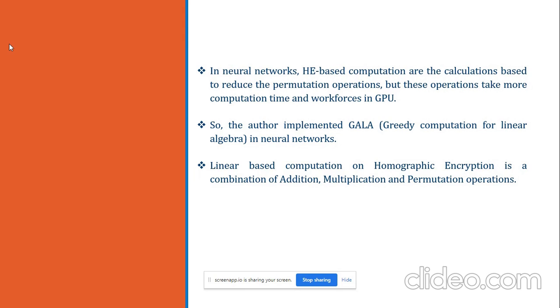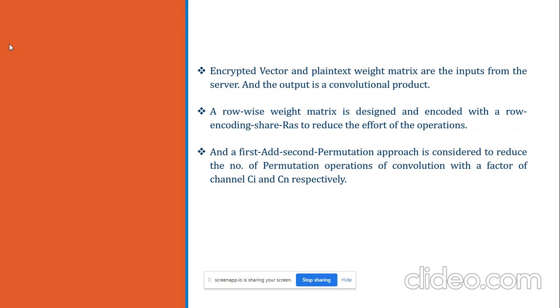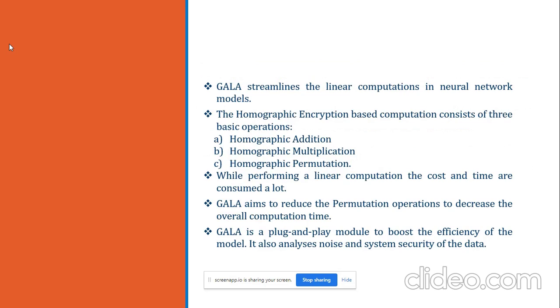Linear-based computation on homomorphic encryption is a combination of addition, multiplication, and permutation operations. The encrypted vector and plaintext weight matrix are the input values for the server, and the output is a convolutional dot product. A row-wise weight matrix is designed and encoded with the row encoding share RAS to reduce the effort of the operation. And a first-add-second-permutation approach is considered to reduce the number of permutation operations of the conventional neural network by the factors of channels Ci and Cn respectively. GALA streamlines the linear computation in neural network models.